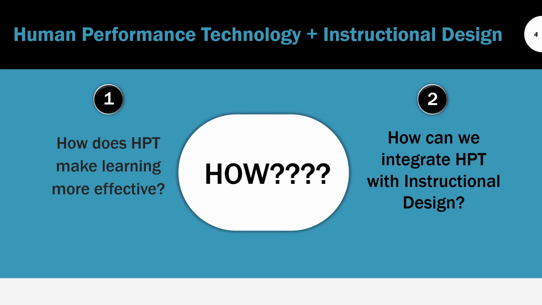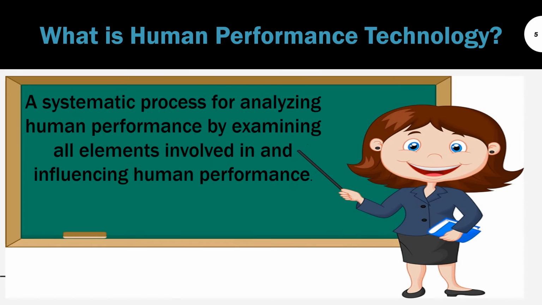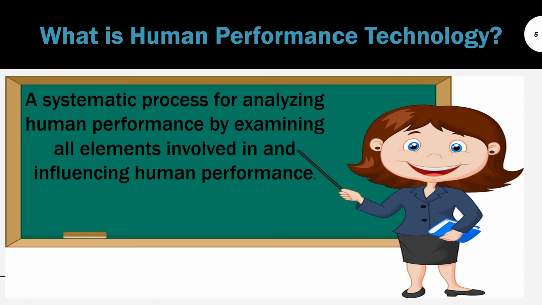Well, before I can answer those questions, I have to give you the definition of HPT so you know exactly what I am talking about. What is human performance technology? The actual definition is a systematic process for analyzing human performance by examining all elements involved in and influencing human performance. Whew, that is quite the definition. Let's see if I can clarify it.